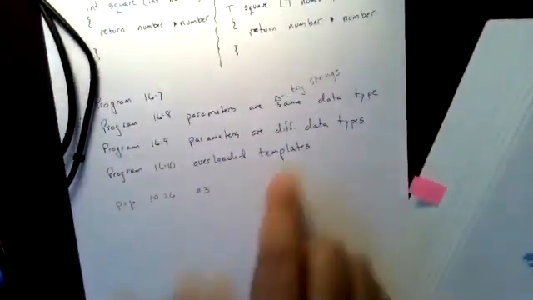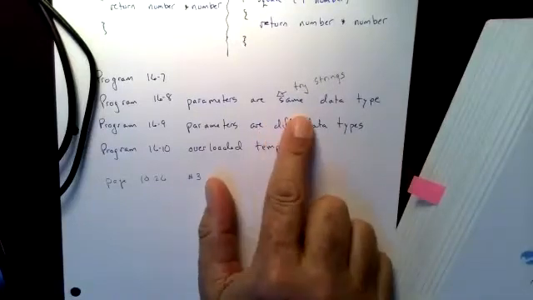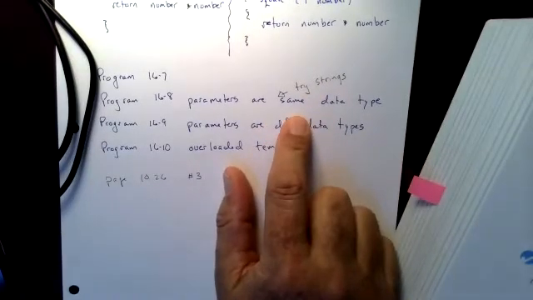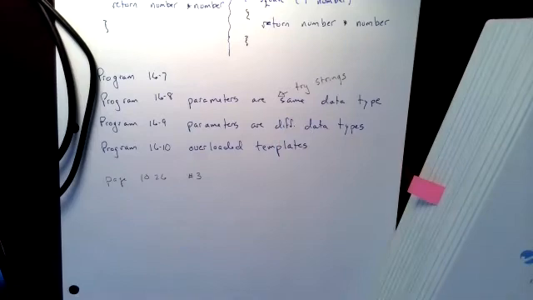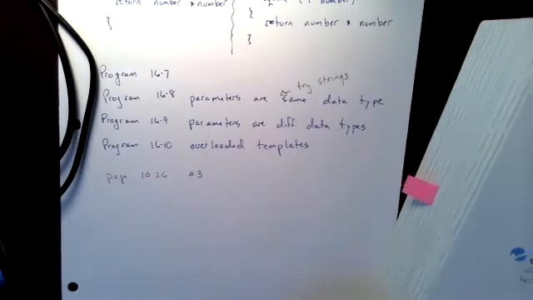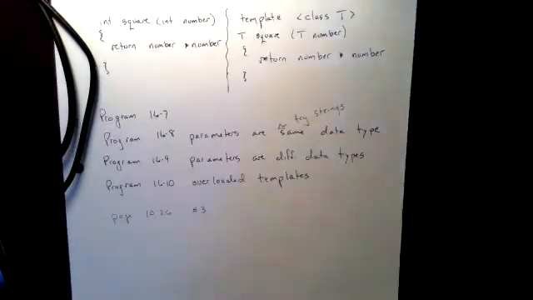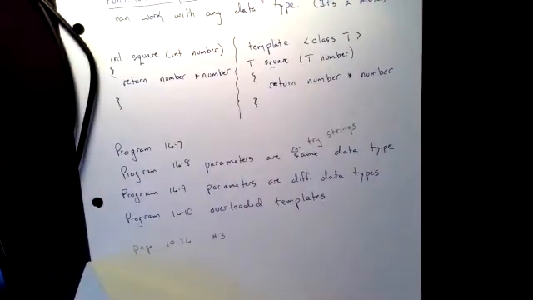All right, so what do I want you to do? We just looked at this, 16.8. I said try strings, different data types. We looked at 16.9, we looked at 16.10. Now I want you to go to page 1026, number 3.